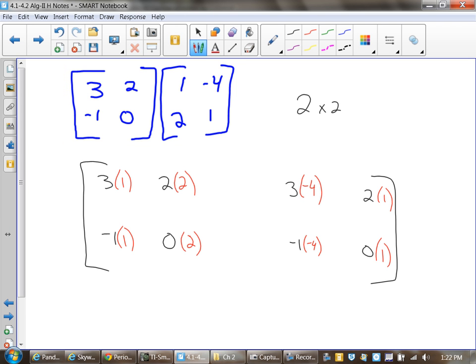Now here's the tricky part. Now I have 4 math problems to do for my 2 by 2. We have to do that every time we multiply matrices.